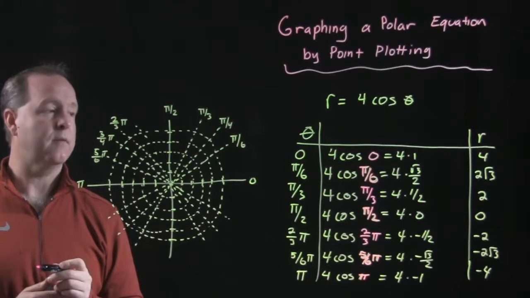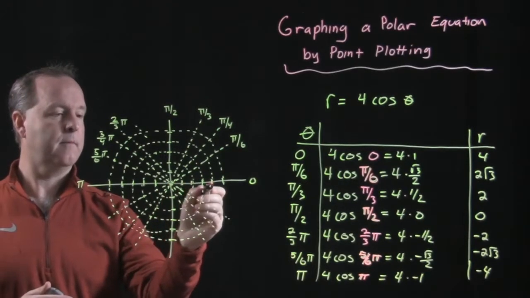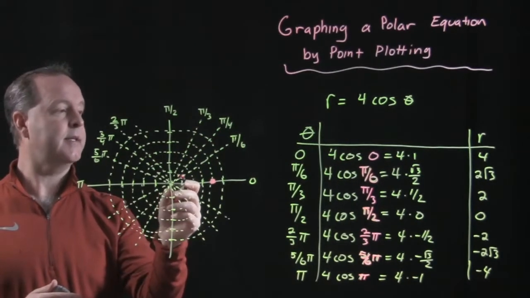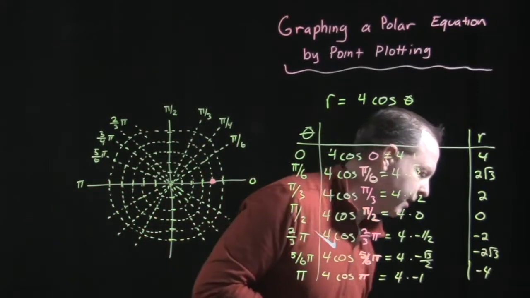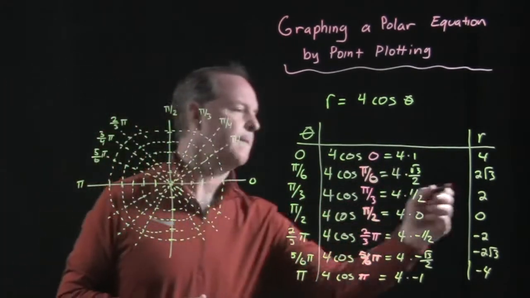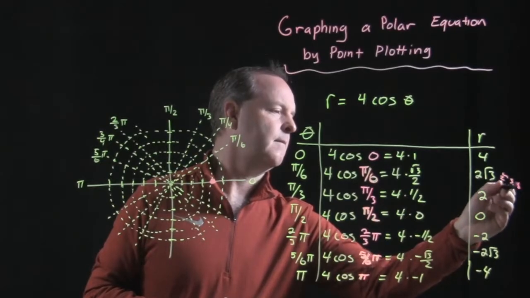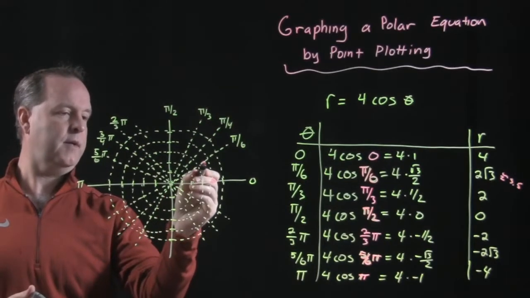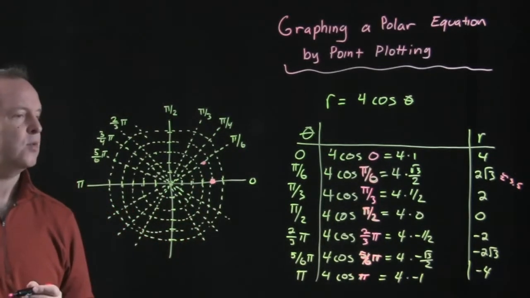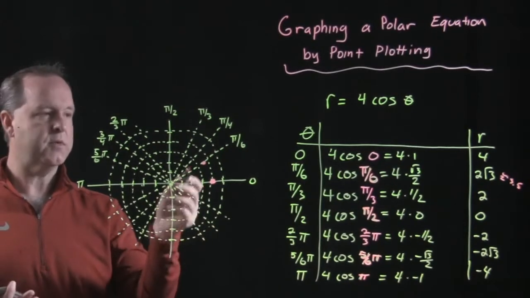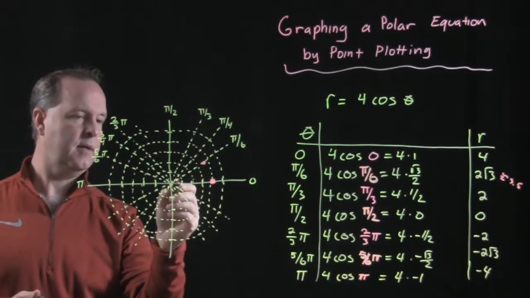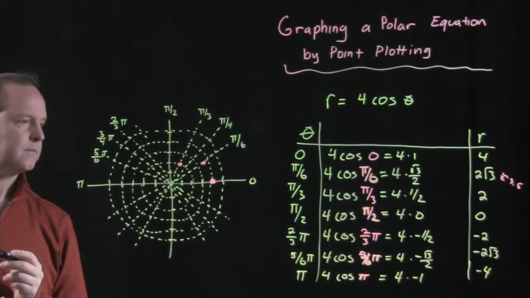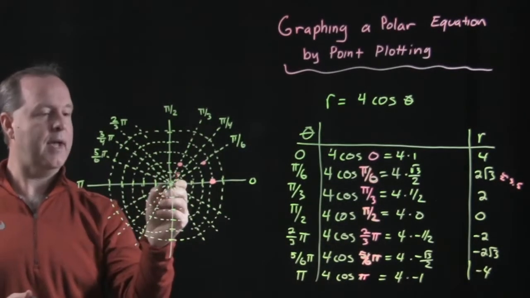The first one, we have an angle of 0 and a distance of 4. The second one I have is an angle of pi over 6 and a distance of 2 root 3, which my calculator says is roughly 3.5. So on the angle pi over 6, out 3.5, 1, 2, 3, right about there. The next one is at the angle of pi over 3. Again, we chose those angles because we know their exact values. Pi over 3 is at a distance of 2. At an angle of pi over 2, we have a distance of 0.